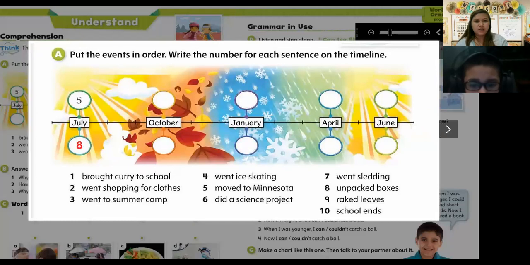Okay, so in here, let's try to look at this one here. I want you to put the events in order. Write the number for each sentence on the timeline. So I want you to answer that one, just like this one. This is 8, it's unpacked boxes. That's July is 8 and 5, so that's move to Minnesota and unpack boxes. Okay, so I want you to write the number for each sentence on the timeline. Go.